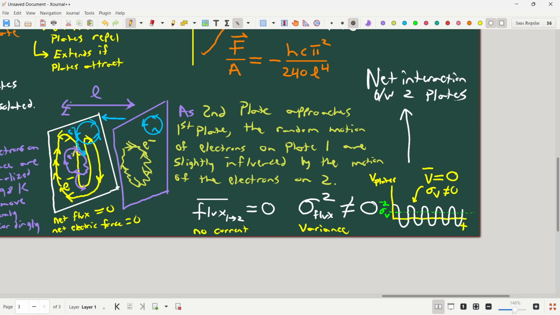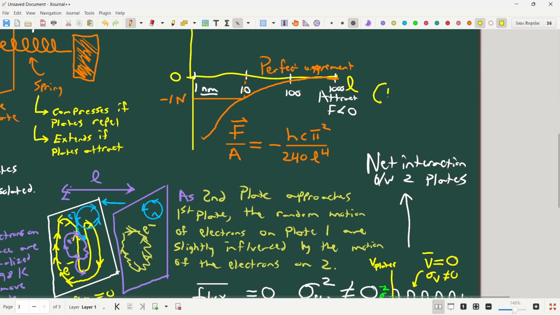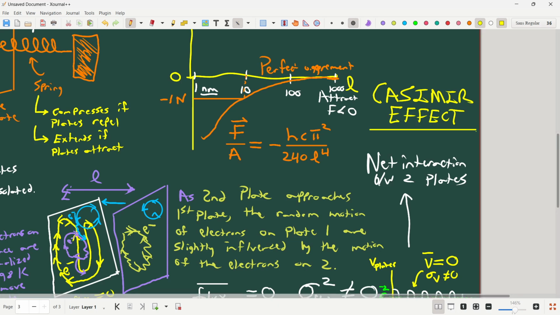Because there's a net fluctuation of the electrons between them that are influenced by each other. They know each other are there. On average, they don't, but occasionally they do. And that occasional fluctuation leads to this very, very small net interaction. All right? This has a name. This is what's called the Casimir effect.